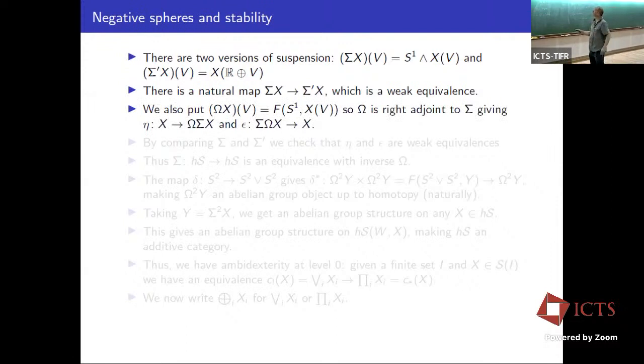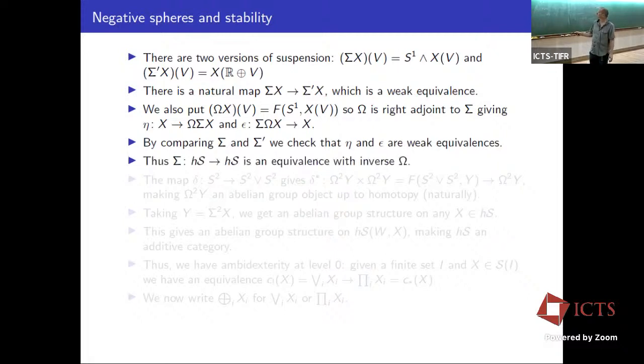And you can also do the adjoint thing. You can take omega X at V. This is just pointed maps from the circle to X_V. So this is easily seen to be right adjoint to sigma, and so you've got this unit and counit, maps from X to omega sigma X and sigma omega X to X. And by a rather formal argument comparing sigma, sigma prime and omega, how they all fit together, it's quite reasonably formal that this eta and epsilon are both weak equivalences. So if we look at the level of homotopy categories, then sigma is an equivalence and the inverse is omega.